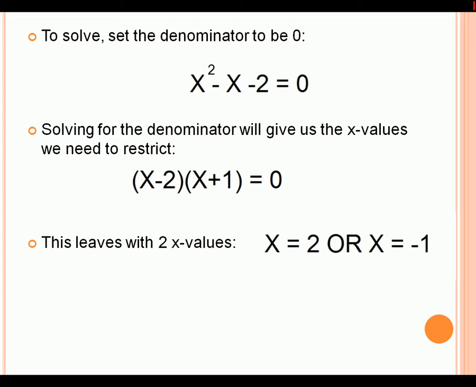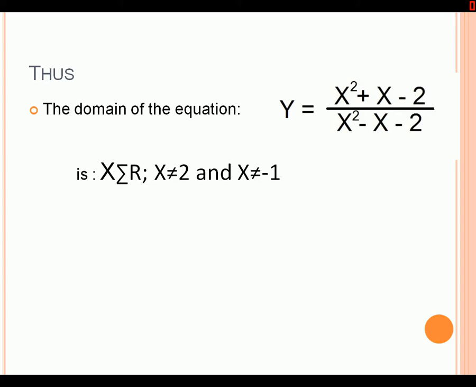To solve for x, set the denominator to 0, and solving for x over here gives us two x values, and these two x values are the values that need to be restricted in order to find the domain of the function. Having solved for x, we now see that the domain of these functions are all values of x which aren't 2 and -1.